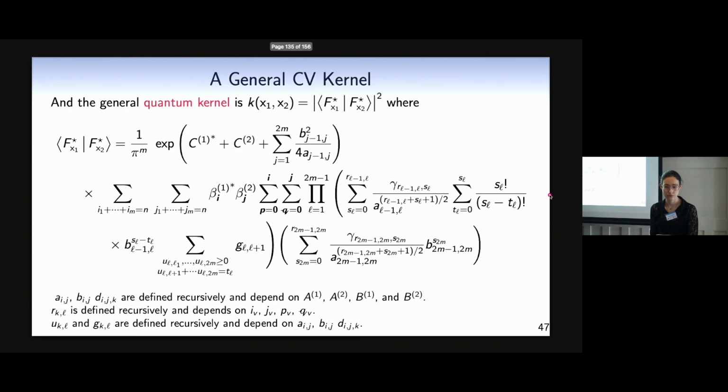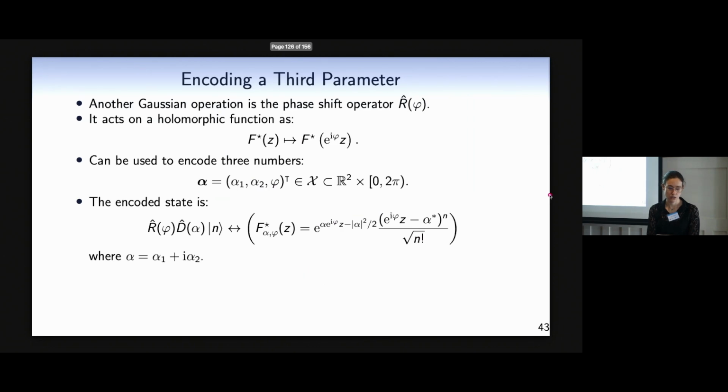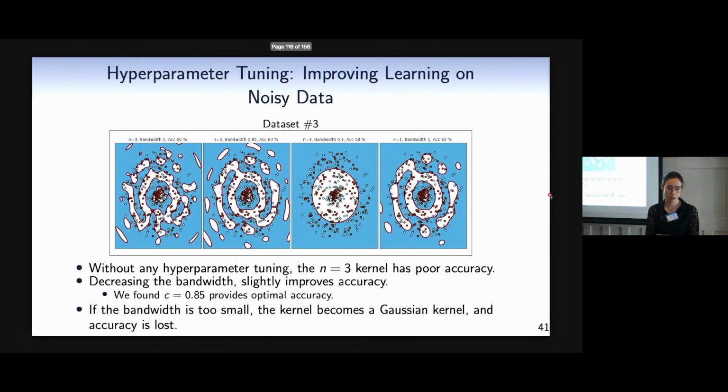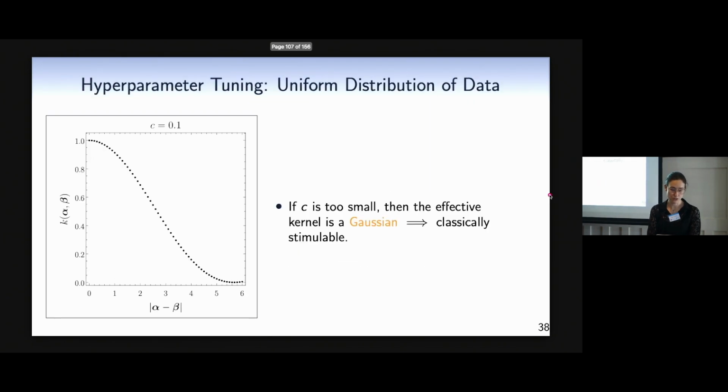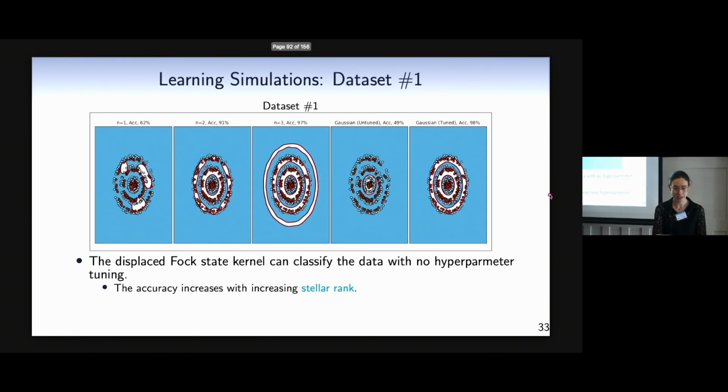Do we have more questions? When you refer to stellar rank as a measure of quantumness, are you just speaking about the difficulty of simulating it classically, or are there other properties of those states which link to that?